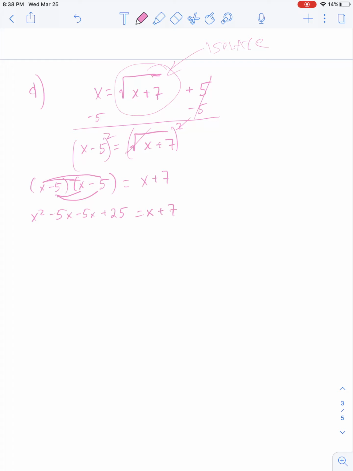Bring the right-hand side down. We combine our like terms. So x squared minus 10x plus 25 plus x plus 7. And it's quadratic, so once again, we subtract x, subtract 7 to set our equation equal to 0. So we get x squared minus 11x plus 18.